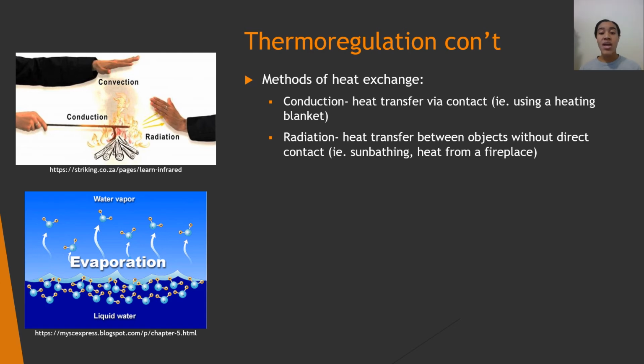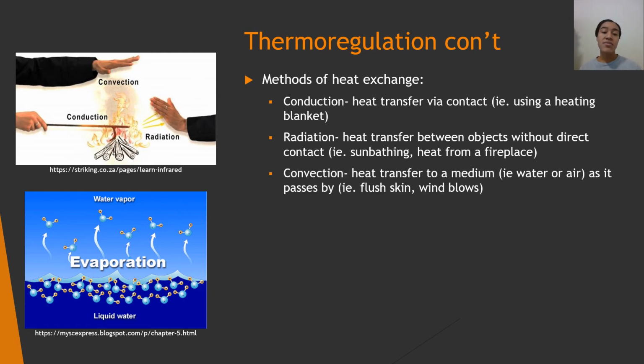Next, we have radiation, and radiation is heat transfer between objects without direct contact. A good example of this is if you go outside, especially in the summer, and you feel the sun's rays on your skin. This is an example of radiation, right? You don't have to touch the sun to feel the sun's warmth. You can just feel it because that heat is being radiated from the sun and then absorbed by you. Another example is if you sit next to a fire, right? You can feel the warmth from the fire without touching it. That's radiation.